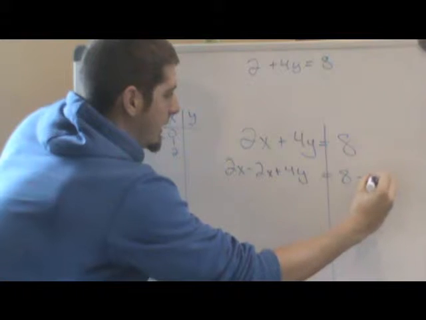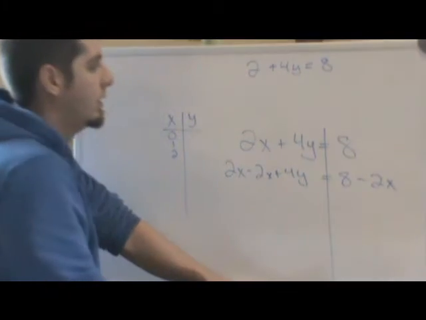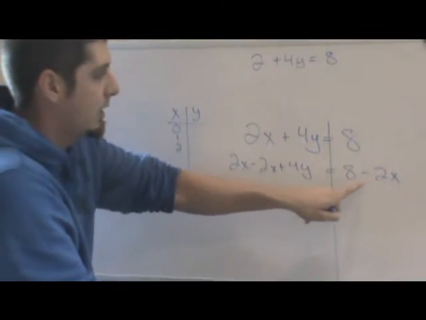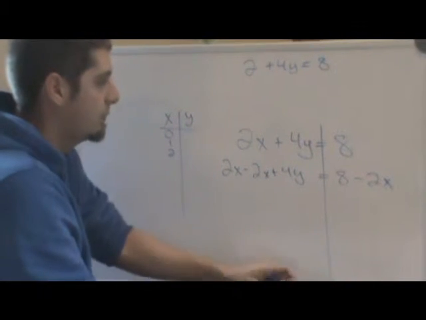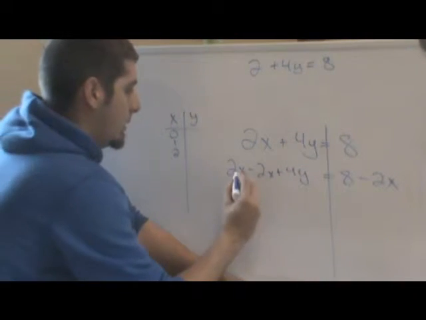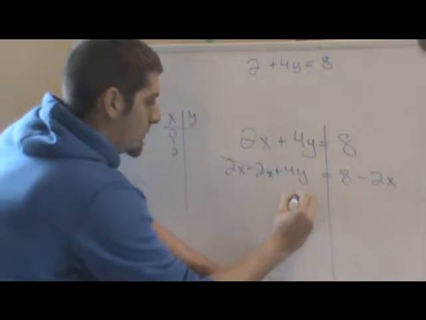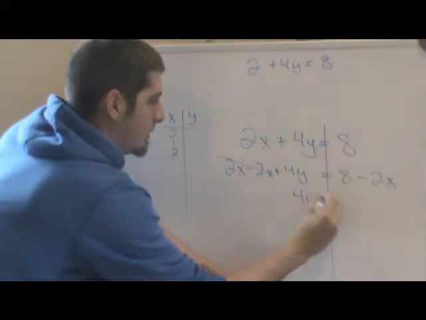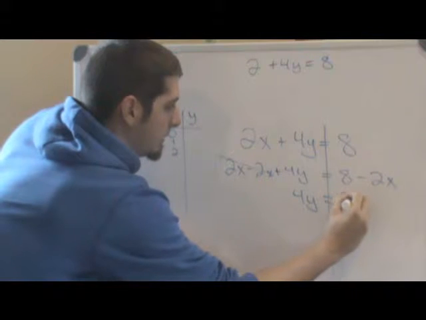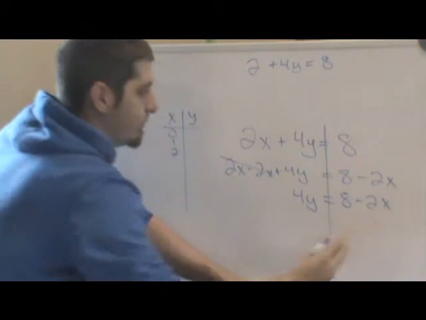So on the other side, we have 8 minus 2x. Now, you can't subtract 8 and 2x, they're not like terms, if you remember that from Chapter 3, Section 2. But 2x minus 2x, they cancel each other out. We're left with 4y equals 8 minus 2x.